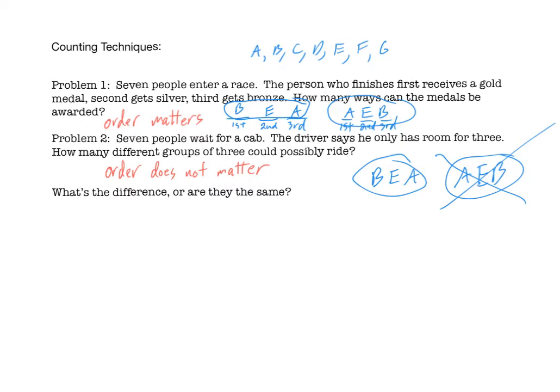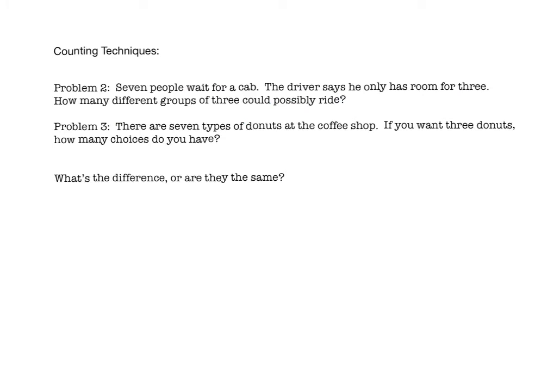Let's look at 2 more. Let's revisit problem 2 again and compare it to a new problem. Again, problem 2 was 7 people wait for a cab. The driver says he only has room for 3. How many different groups of 3 could possibly ride? In this new problem, problem 3, there are 7 types of donuts at the coffee shop. If you want 3 donuts, how many choices do you have? Again, the question is, what's the difference between these 2 problems, or are they the same? You may want to pause the screencast here, think about this for a minute, and then resume.